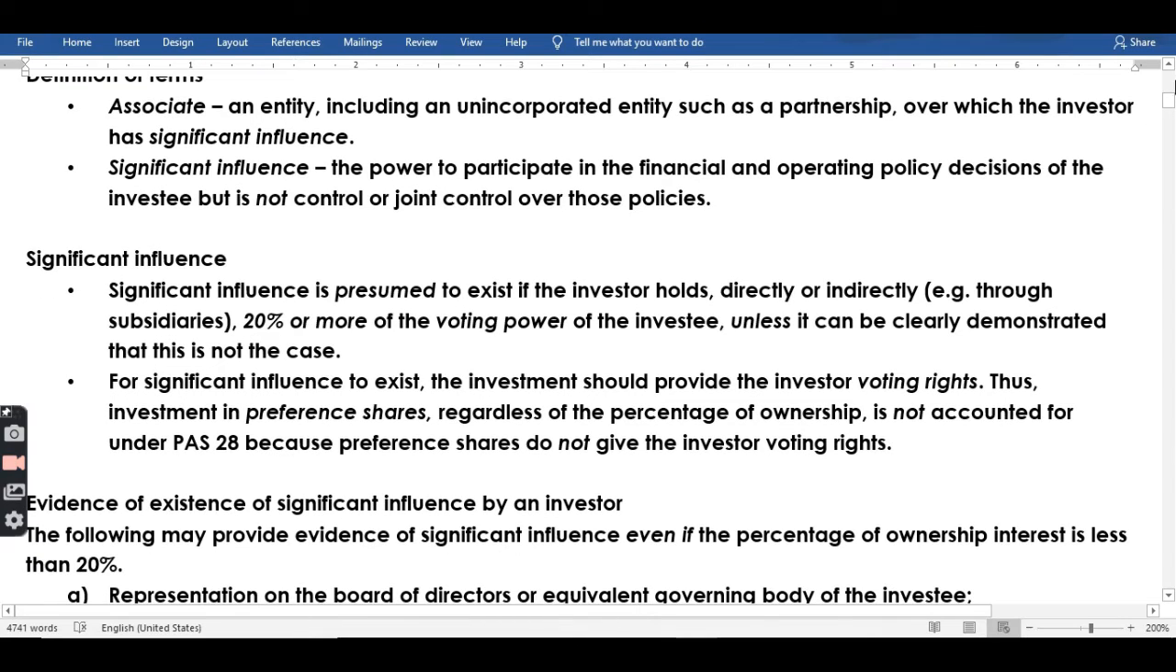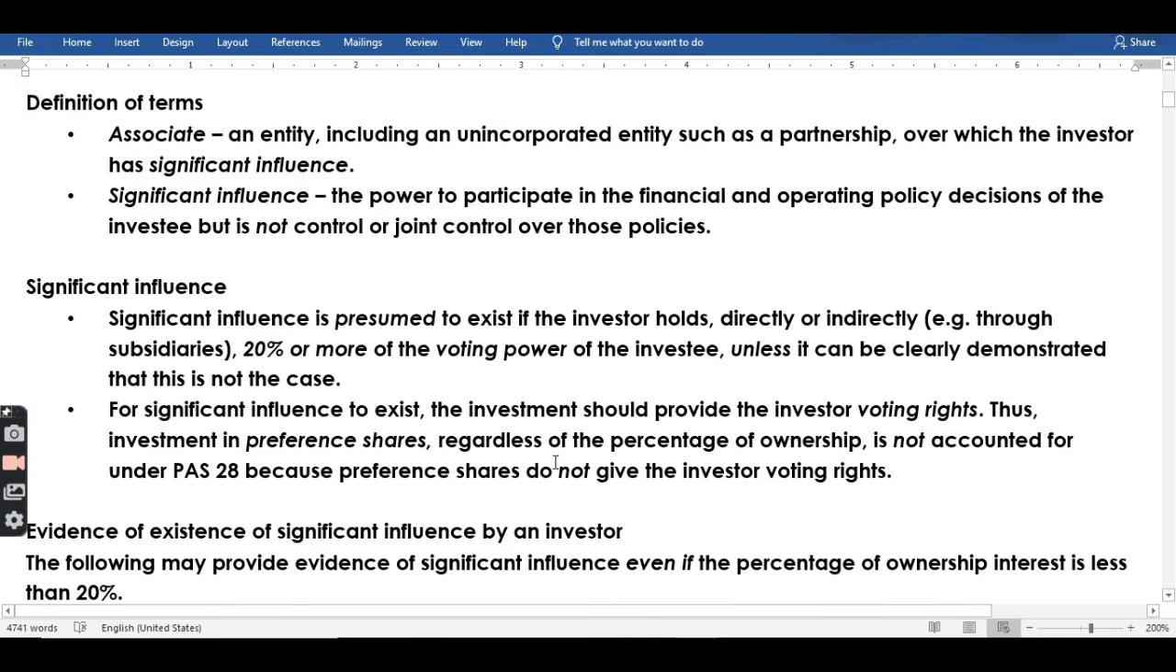So basically, pag pupunta ka dun sa standard, actually nasama pa dun sa definitions yung mga items relating to joint arrangements or joint ventures. Pero hindi natin gagamitin yan. So, ang selected terms lang that are related to your associate will be yung term mismo na associate at saka yung significant influence. Okay?